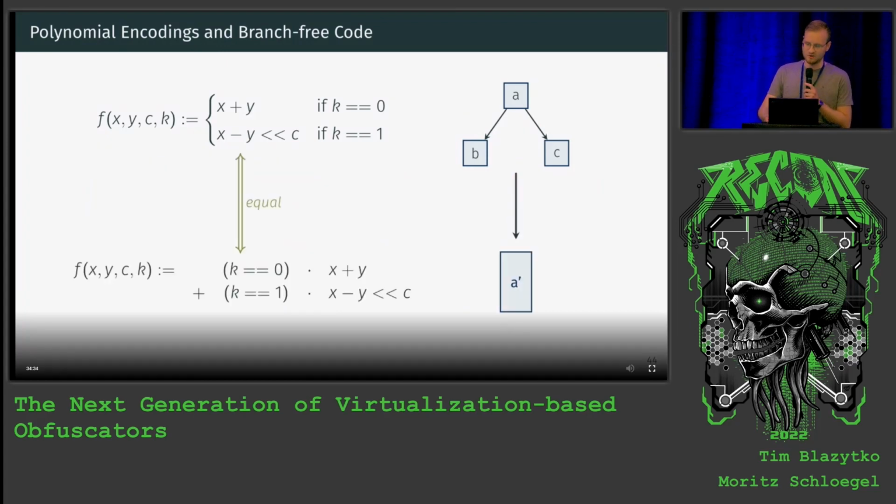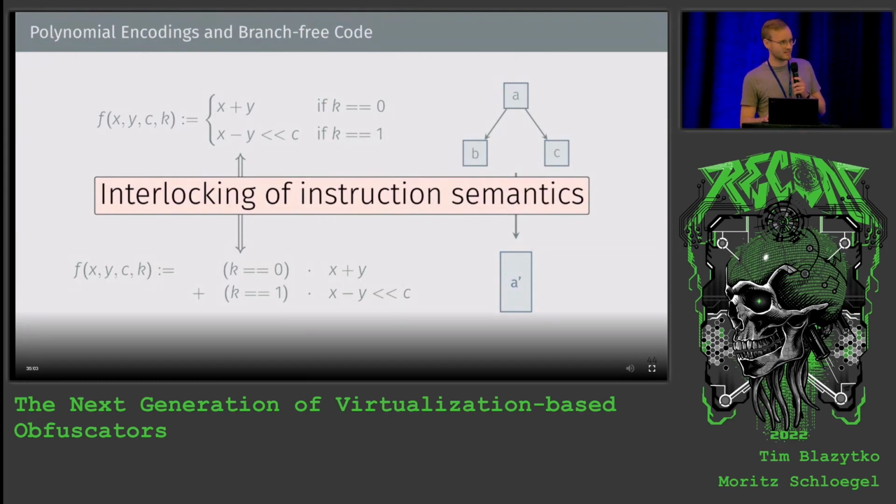with a polynomial encoding. So these two are equal. However, one has the if in it, and the other uses a multiplication and an addition to combine the instruction semantics. So as you can see, if the key is 0 for the first check, it will be 1 multiplied with x plus y. If, however, the key is not 0, it will be 0, and it will not affect the total computation. Okay? So this leads to a tight interlocking of individual instruction semantics.